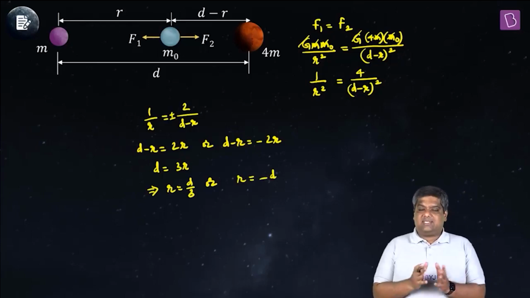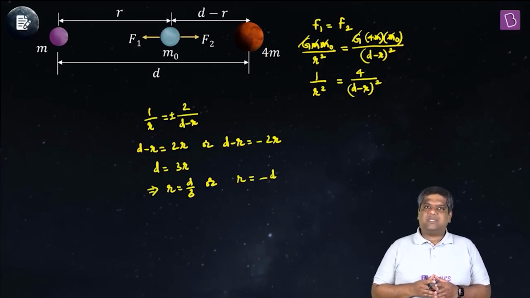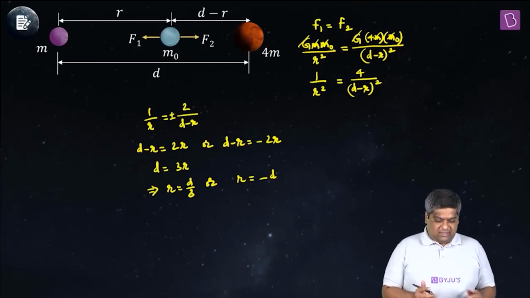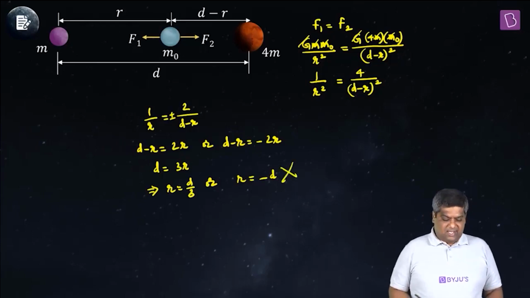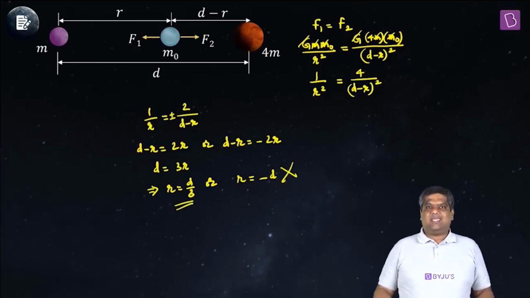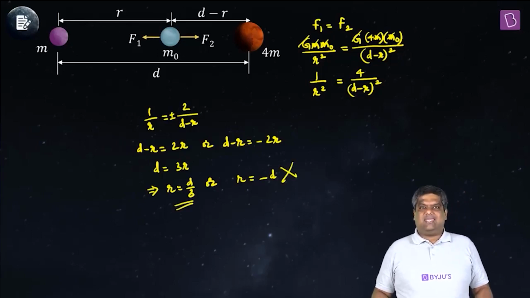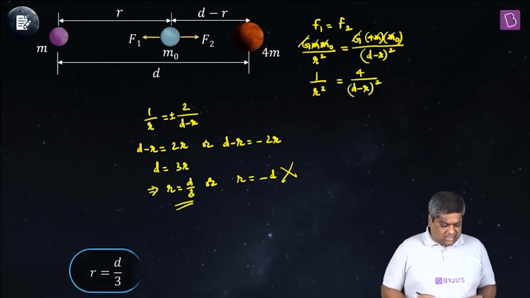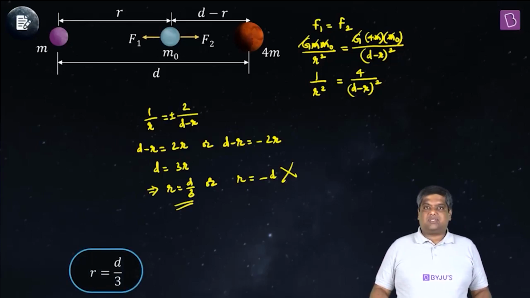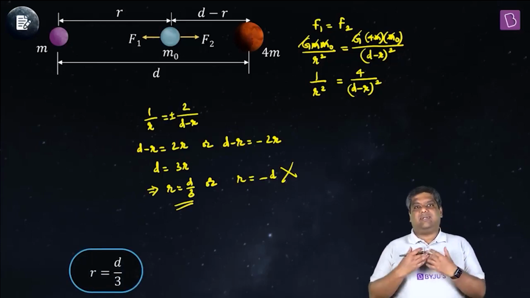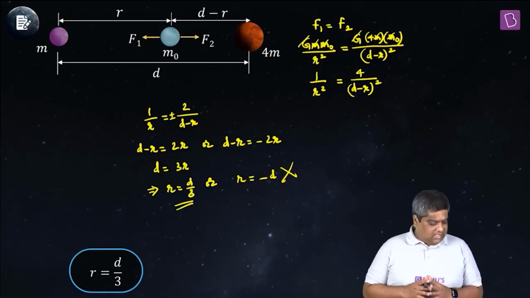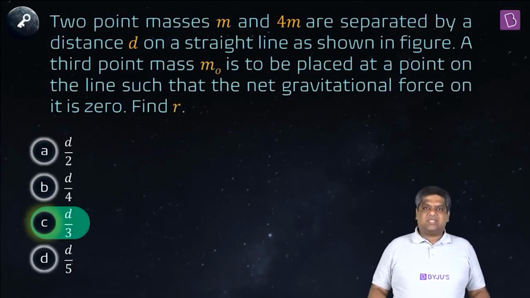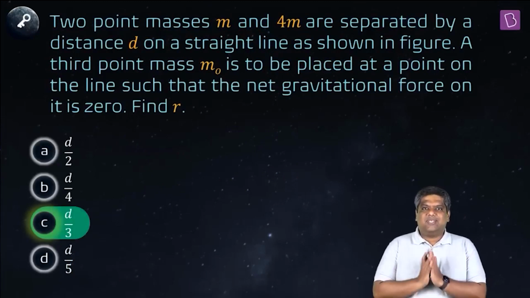But R is a distance that we have defined between two objects, and distance cannot be negative. So we do not consider this result, and the only result remaining is R is equal to D by 3. That is the required answer for this particular question. The distance from M at which the net gravitational force on M0 is 0 is R is equal to D by 3. And the option that agrees with this result? Yes, it is option C.